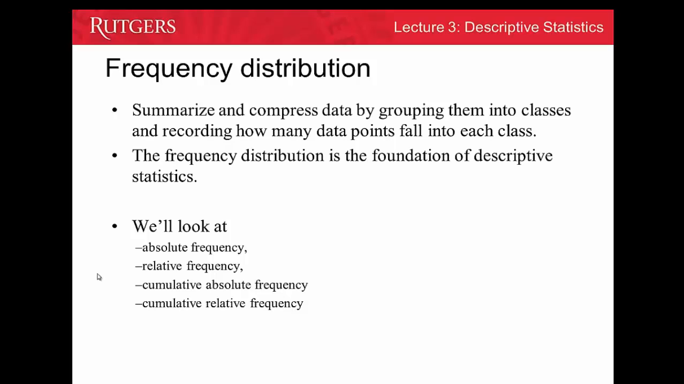Frequency distribution is always the foundation of descriptive statistics. There are four kinds of frequency distribution that we're going to look at for the continuous data. It's absolute frequency, which we already talked about, the relative frequency that we also talked about for the qualitative data, and then the cumulative absolute frequency and the cumulative relative frequency. These are not for the qualitative data, just for the quantitative data.